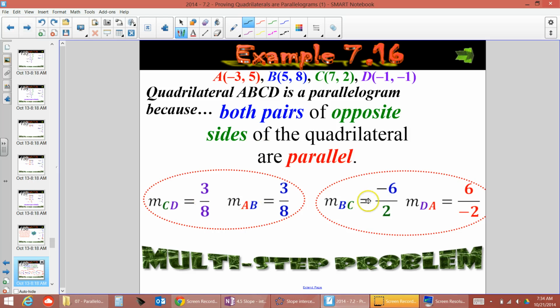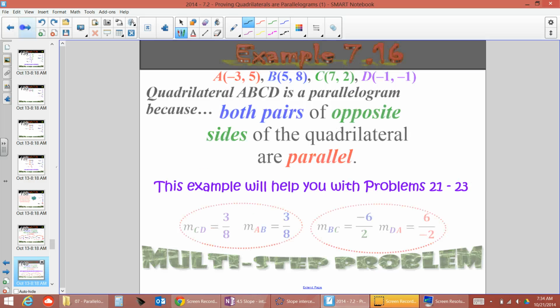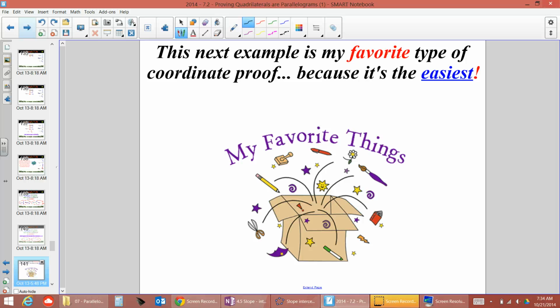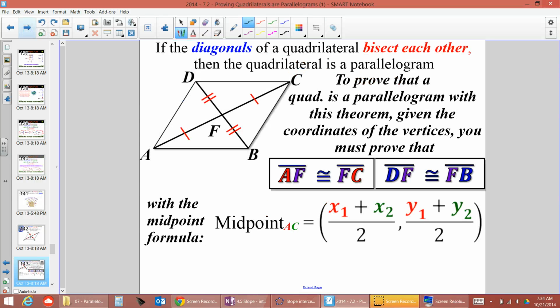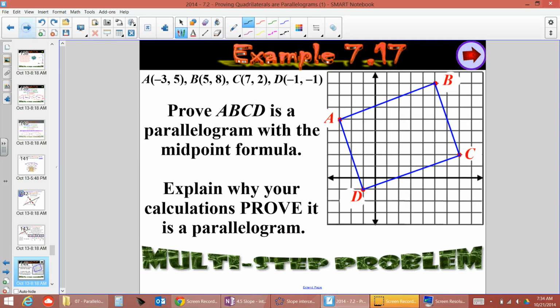Since the opposite sides are parallel, it's a quadrilateral, or a parallelogram, sorry. This will help you with 21 through 23 on your homework. All right, now this is Ms. Kerfman's favorite. It requires the least amount of calculations. It's the midpoint formula. So if you use the diagonals bisect each other, by definition of midpoint, F is now the midpoint of DB and of AC. So if I can do the midpoint formula for 2 points, AC, and find out that it's F, and then I do it again for DB and find out it's the same location, then I'll know it's a parallelogram. So it requires only 2 calculations.